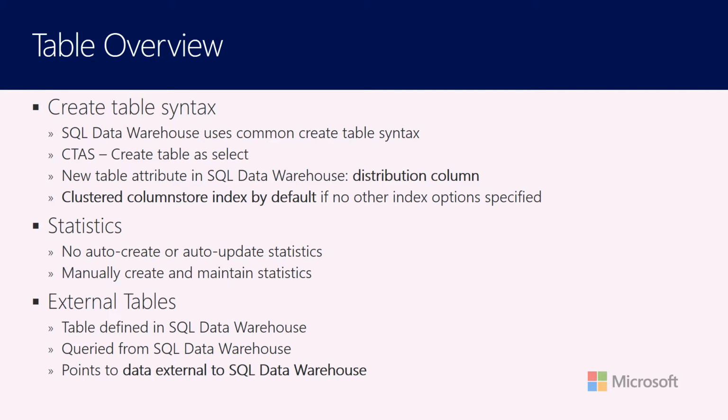We also have a new attribute in SQL Data Warehouse called a distribution column. Because SQL DW is a distributed database, we need a way to distribute data across the multiple Azure SQL databases or distributions. And so the distribution column is the column that determines how we do these distributions or divide the data behind the scenes. We'll talk more about these in detail in our next module.